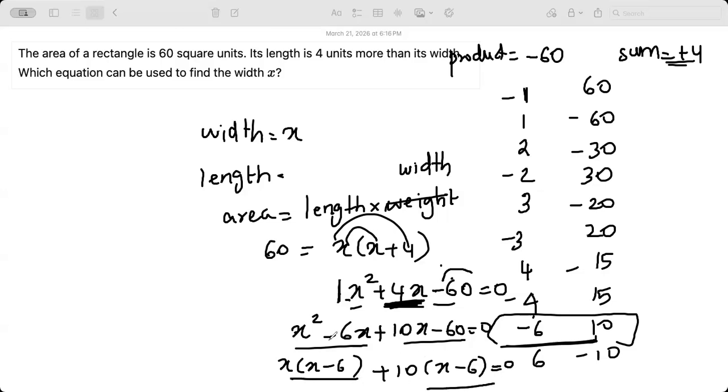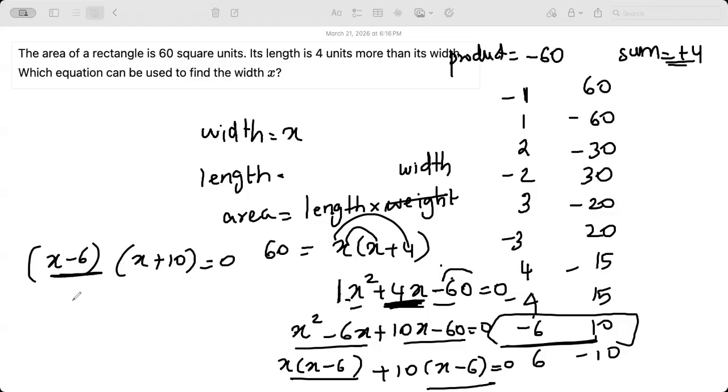Now you do still have x minus 6 as common. Take that out completely, so you are left with x plus 10. Does it make sense? So what is the value of the width? 10. Minus can't be a length value. But the 6 is the negative. But you're going to equate it to 0, remember?